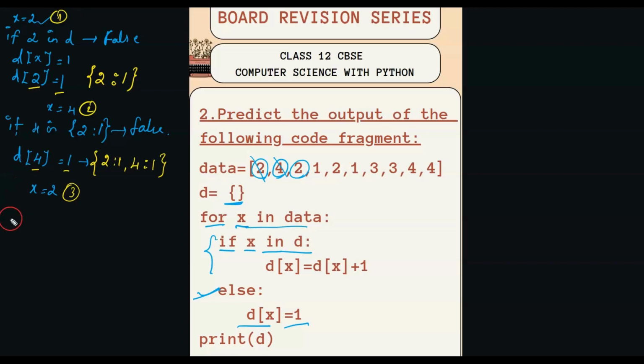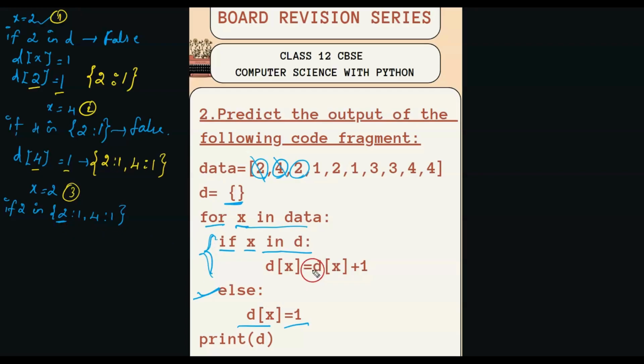Again it is checking for x in data, that means for 2 in data, if x in d. If x in dictionary, that means 2:1, 4:1. What is this x representing? This x is representing the value 2 here. Yes, we are having the key as 2 here. Then this if block will be getting executed.